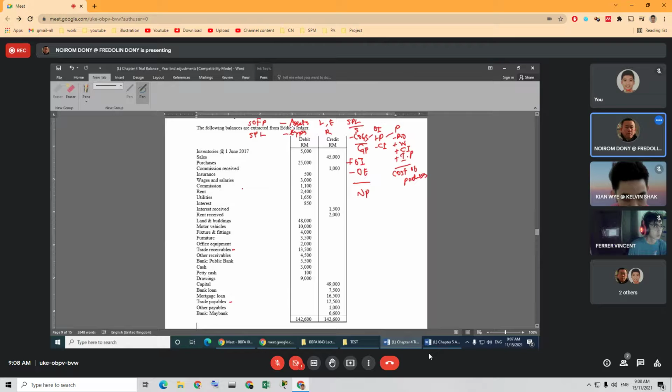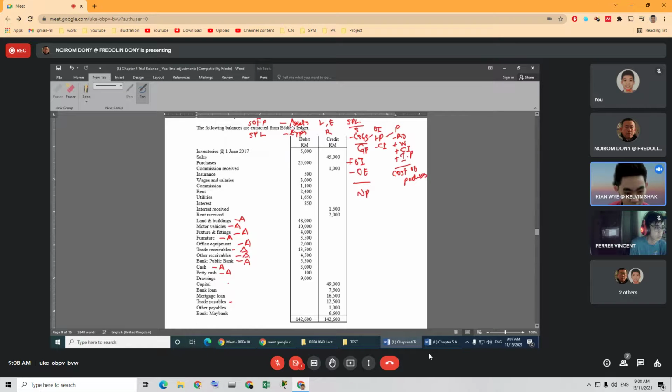So how do we identify the asset? Like land and building, of course, this is an asset. Motor vehicle, asset. Pictures and fitting, asset. Furniture, asset. Office equipment, asset. Trade receivable, asset. So when the debit part is asset and expenses, then this one is also asset.